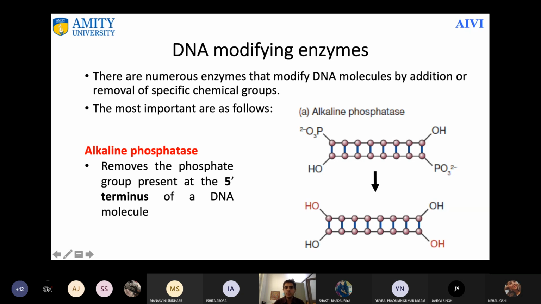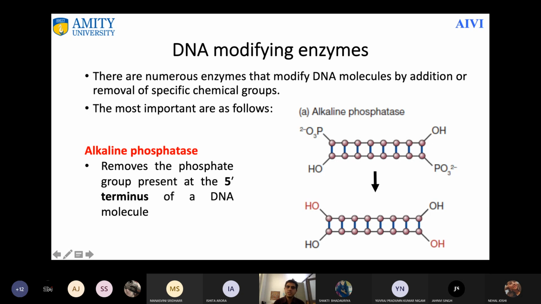It removes the phosphate group that is present at the 5' terminus of your DNA molecule. So this is the job of the alkaline phosphatase. The two 5' ends are there, so you can see this 5' and the second 5'. Now because you have removed the phosphate at these 5' ends, ligation is not going to occur at these two ends.